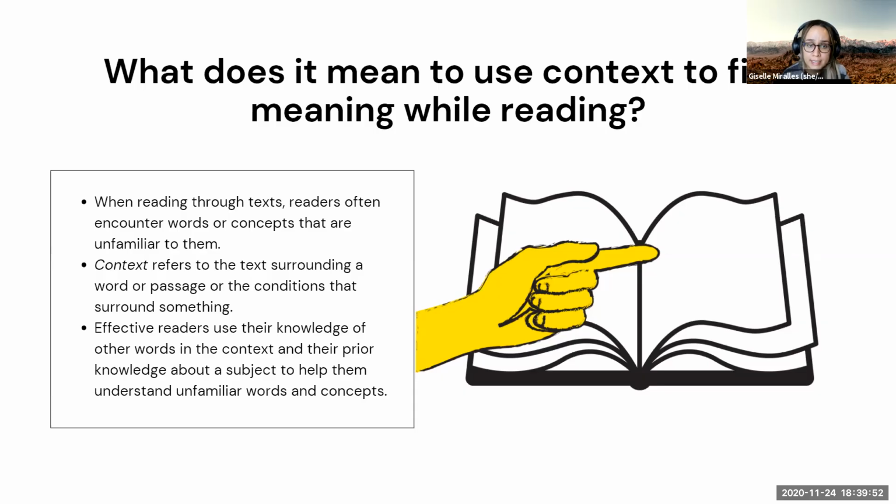So, like I said, this is a strategy that people use when reading an unfamiliar text with a lot of unfamiliar words. They use their knowledge of the other words in that context, or they might find a concept that they understand and they'll use their prior knowledge to help bolster their understanding of the reading. So, as we go through this workshop, hopefully you'll walk away with some strategies that will help you become a more effective reader.